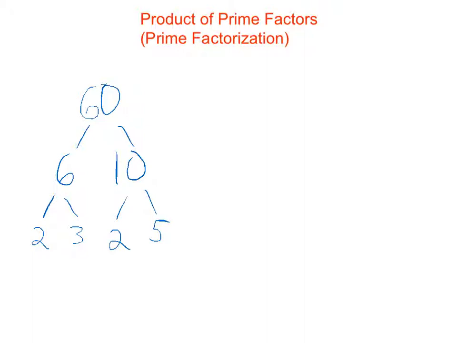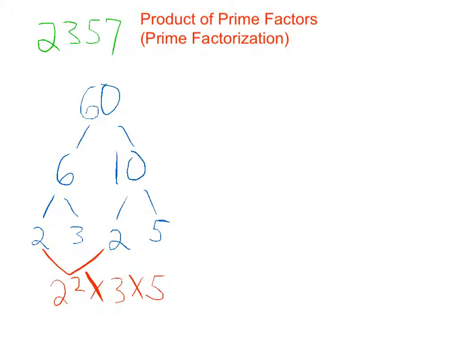If I go back to my sieve and I think about it, I know that my first prime factors were 2, 3, 5, and 7. So looking at these bottom numbers, I know they're all prime. So I would represent this in the following way. I could take my 2's and put them together. 2 times 2 is 2 to the power of 2 times 3 times 5. And if I multiply all those together, it should go back up here and give me 60.